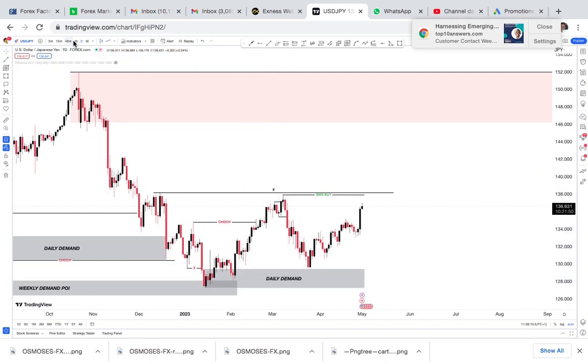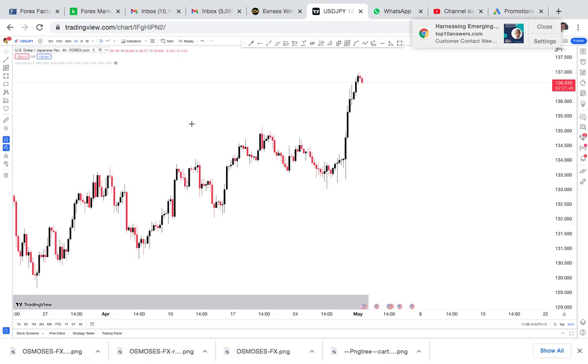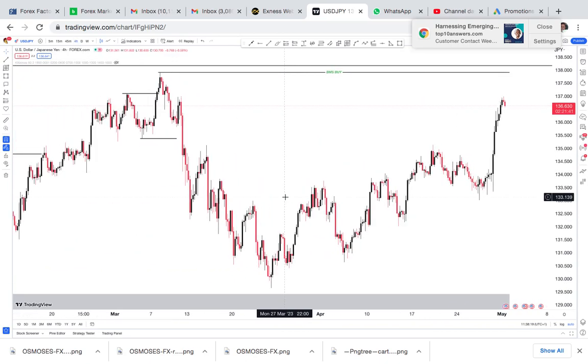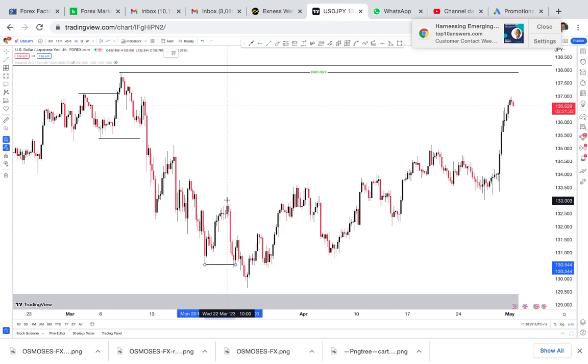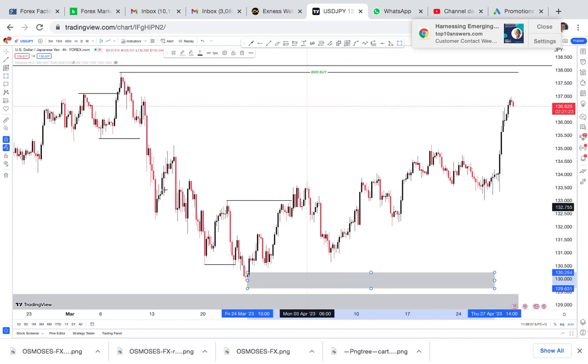Okay, so let's go down to 4 hours. Let's see what we have on 4 hours. Okay, on 4 hour, we still have a choke on 4 hour. What do you see? This low was taken and this high was taken on 4 hours. So I'm interested in this last one here and pricing come there.